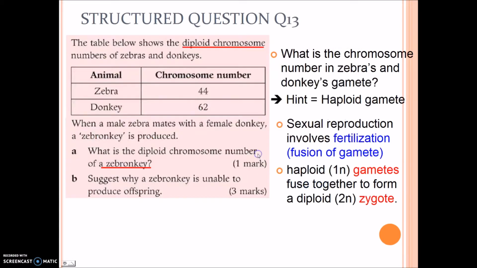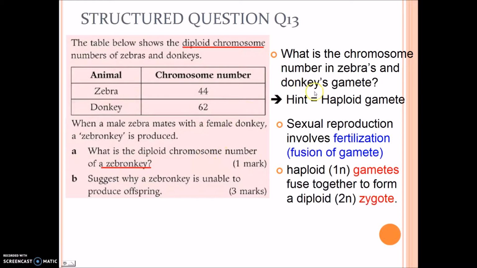So that's question 11. For question 13, it's quite an interesting question. For the table, you know the diploid chromosome numbers of the zebra and the donkey, 44 and 62. The male zebra and the female donkey mate with each other, and the zebronkey will be produced. So in this question, for part A, what's the diploid number of the zebronkey?